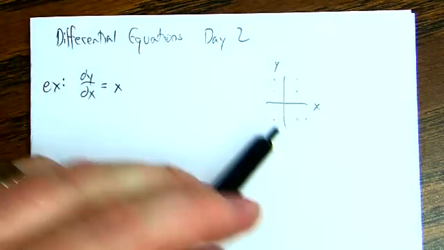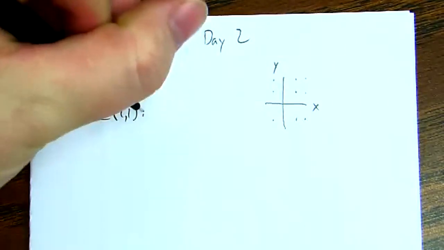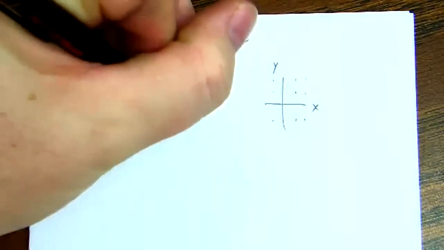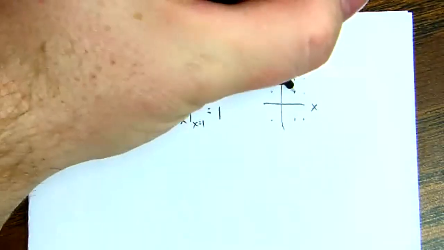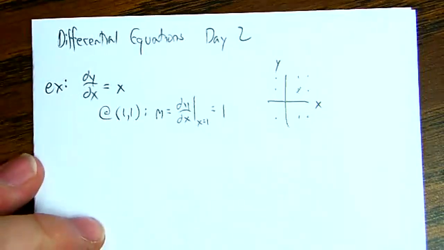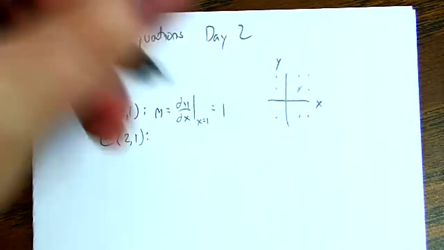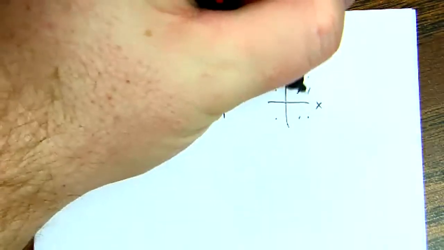So if I plug in the point 1, 1 to this, at 1, 1, the slope of the tangent line, remember, which is equal to the derivative, in this case is just the x value, which is 1. So at the point 1, 1, we have a slope of 1. At the point 2, 1, then our slope is 2. Our slope is equal to the derivative. The derivative is equal to the x value. So at 2, 1, we have a slope of 2.